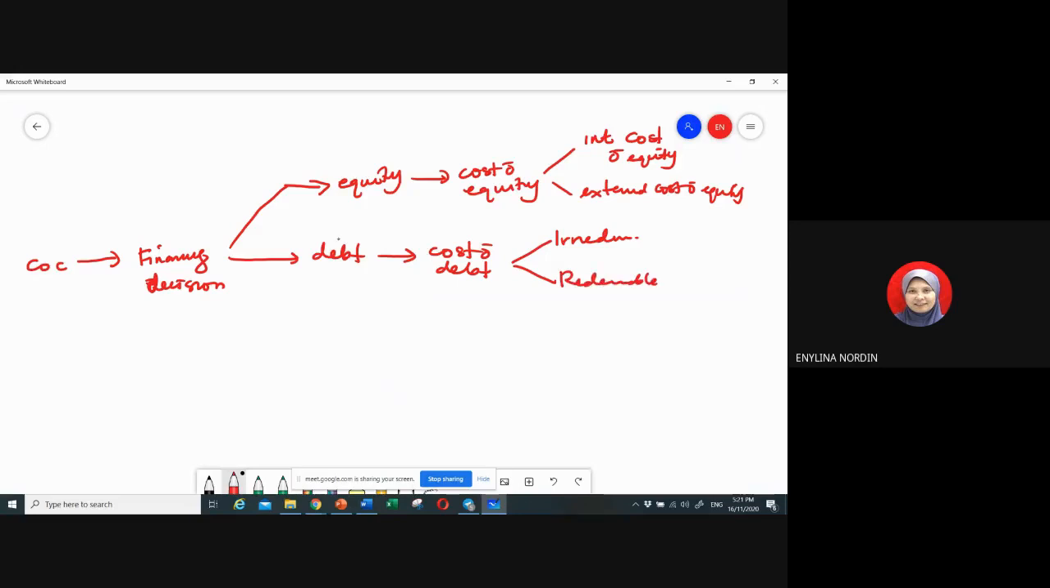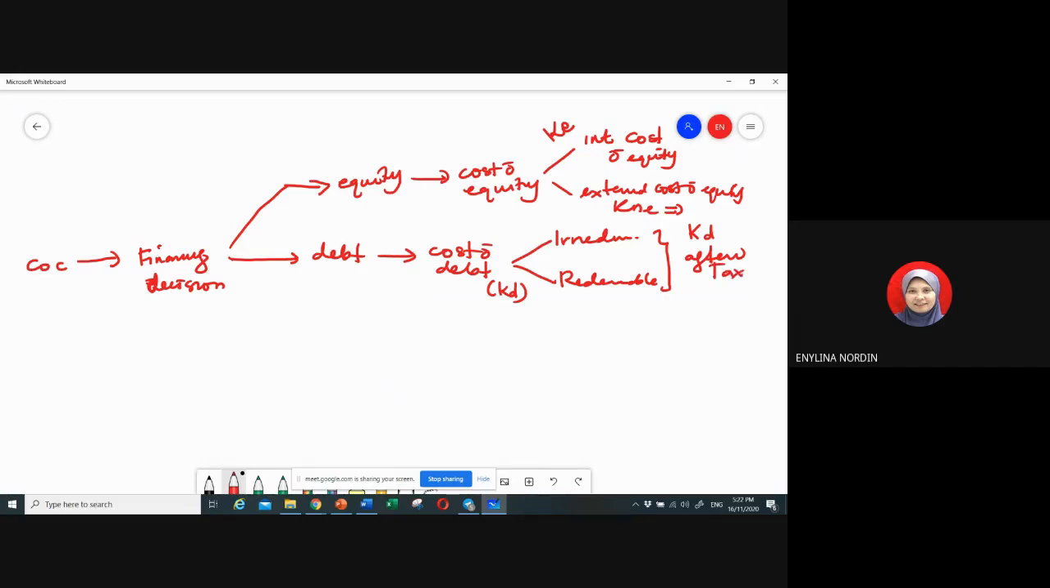The cost of debt, the symbol would be Kd. But for cost of equity, it depends. If it's internal cost of equity, there is no issuance of new shares and no flotation cost, which means we will use Ke. For external cost of equity, it will be Kne because it involves the issuance of shares and the flotation cost. And the cost of debts calculated must be after tax.